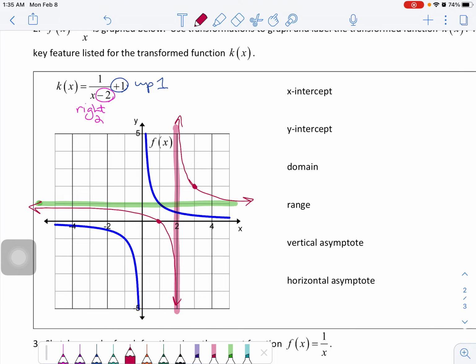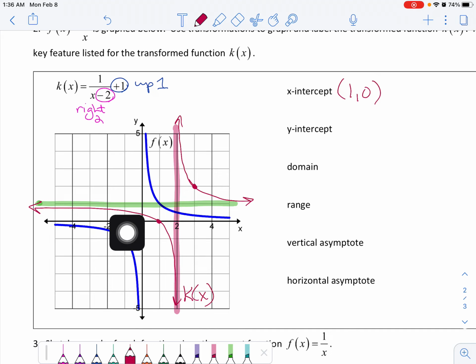Now what I want to do is look at my x and y intercepts, my domain, my range, my vertical and horizontal asymptote for the new curve I just drew. And this particular curve is the k of x curve. All right. So x-intercept, where do I cross the x-axis? Well, that point right there, which would be 1, 0. I can just look at the graph and find that.